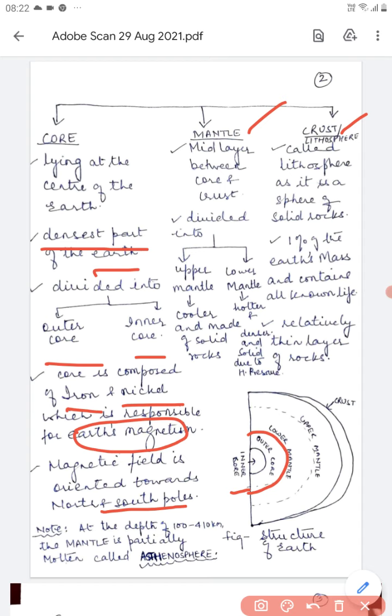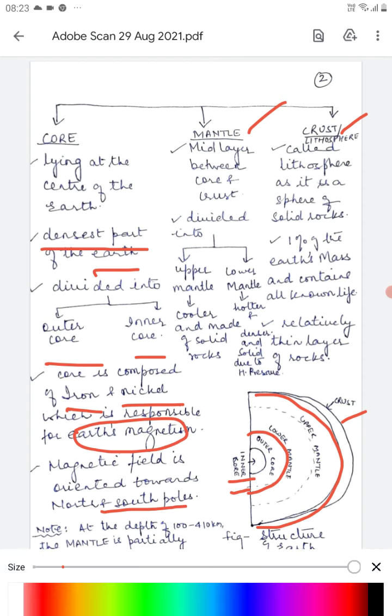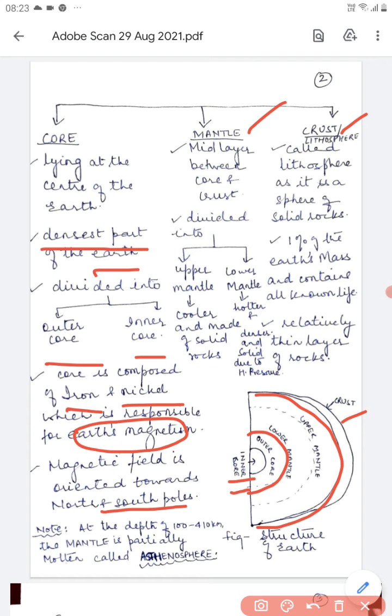Now the next layer is the mantle. This is the mid layer, right? This is the mid layer of the earth, which is called the mantle, and it lies between the crust and the core. So as you can see in the diagram, this part is between the crust and the core. So this is the mantle, between the crust and the core.